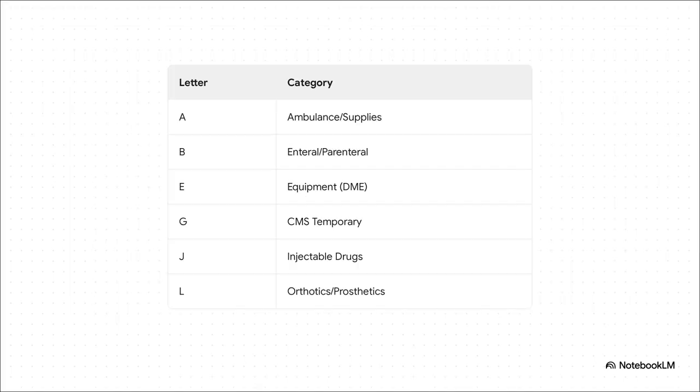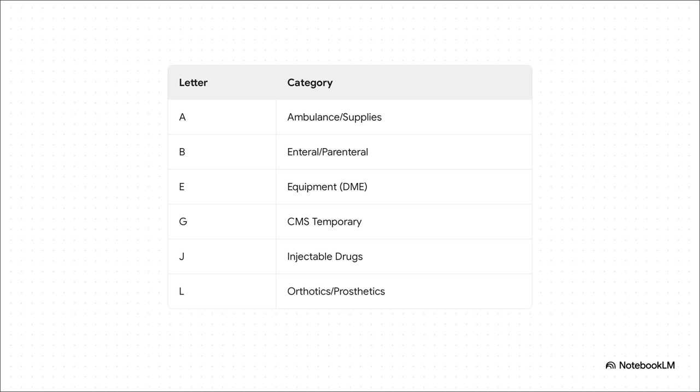All right, let's build up that coding vocabulary with a little alphabet soup of high-yield categories. We're going to lock these mnemonics into your brain right now. Ready? A is for ambulance and supplies. B is for belly, as in enteral and parenteral therapy. C is for CMS outpatient pass-through codes. E is for equipment, your durable medical equipment like wheelchairs and oxygen concentrators.